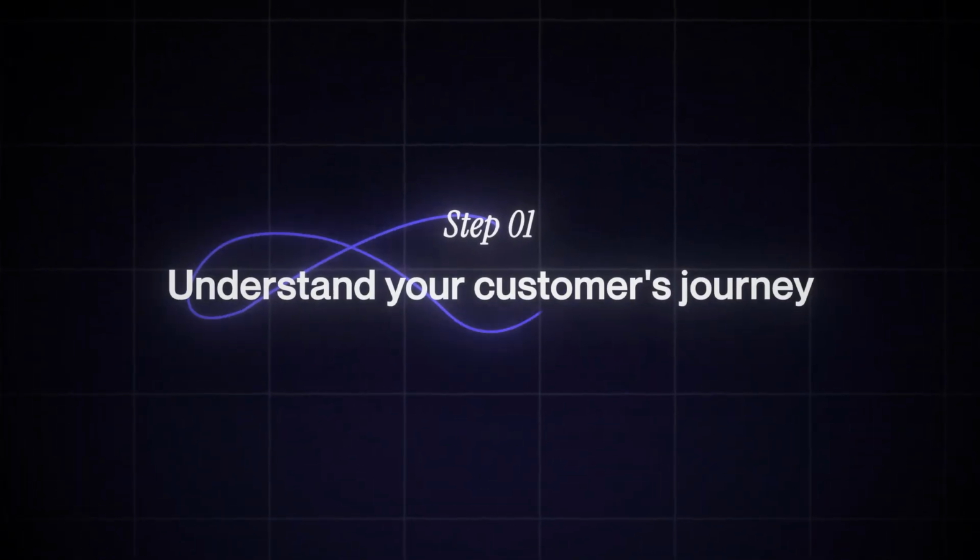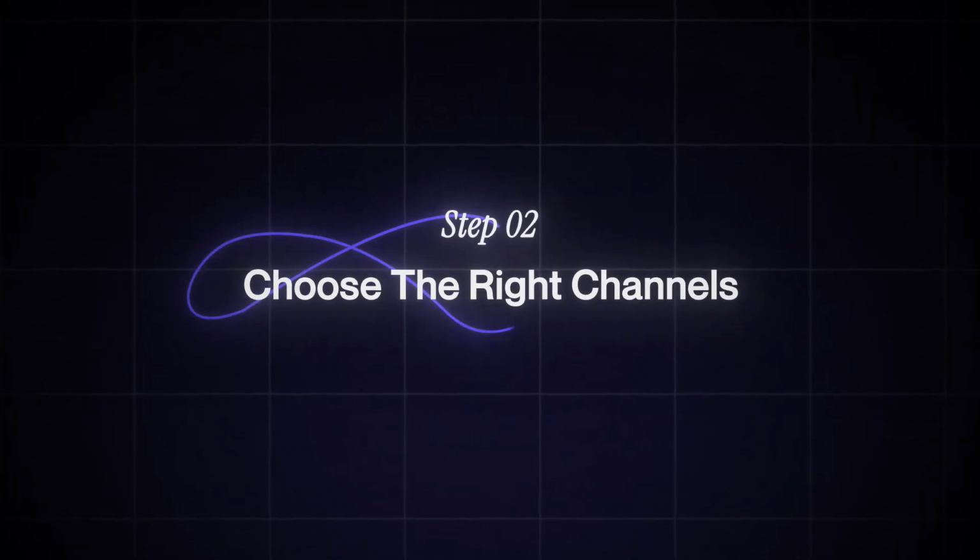So how do you get started with omnichannel marketing? Here are 3 simple steps. Step 1, understand your customer's journey. Map out how your customers interact with your brand from start to finish. Identify the key touch points where you can engage them. Step 2, choose the right channels. Not all channels are right for every business.